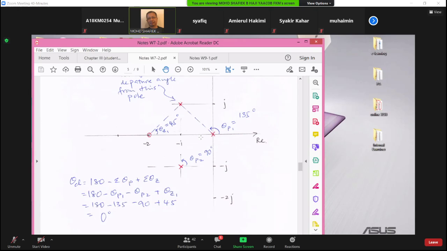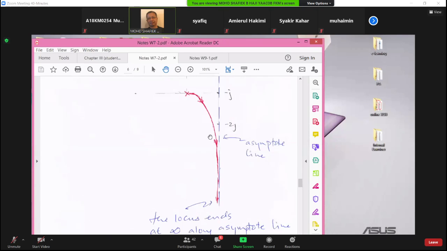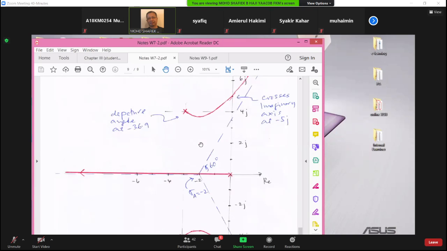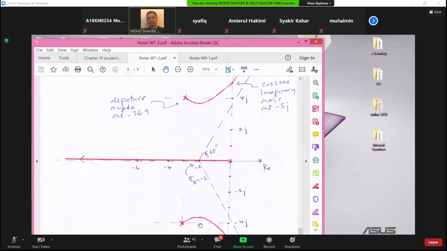But in the example that we discussed today, we don't have this zero. We only have 3 poles. So all you have to compute is theta p1 and theta p2. Theta p2 is 90 degrees, but today theta p1 here is not 135. This is the angle from the complex pole, which is 90 degrees.